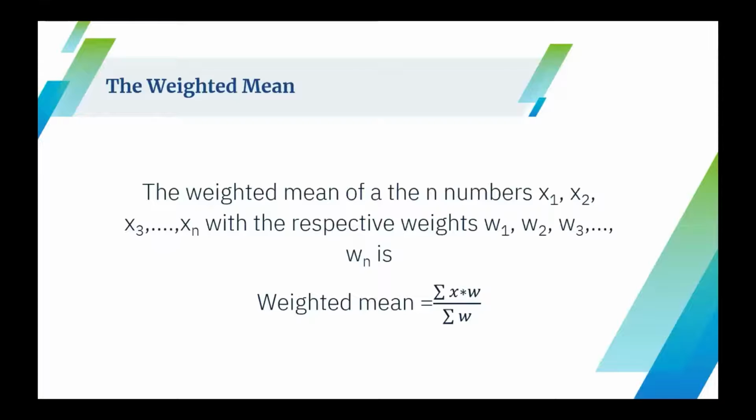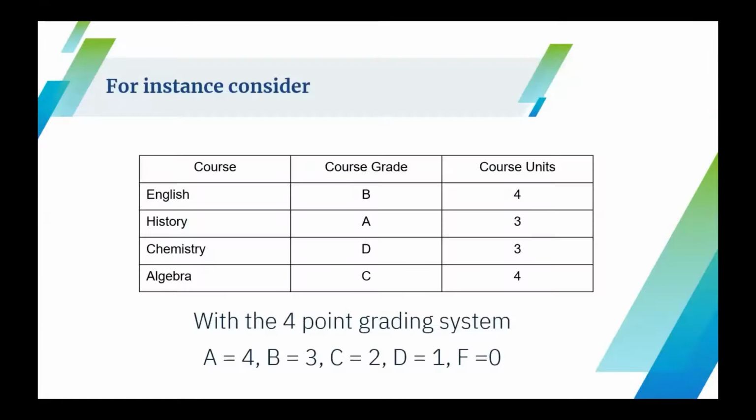Now, let us consider this table. Many colleges use a 4-point grading system, where A is equivalent to 4, B is equivalent to 3, C is equivalent to 2, D is equivalent to 1, and F is equivalent to 0. The table shows Dillon's fall semester course grades. Let us use this table to find the weighted mean for Dillon's GPA.